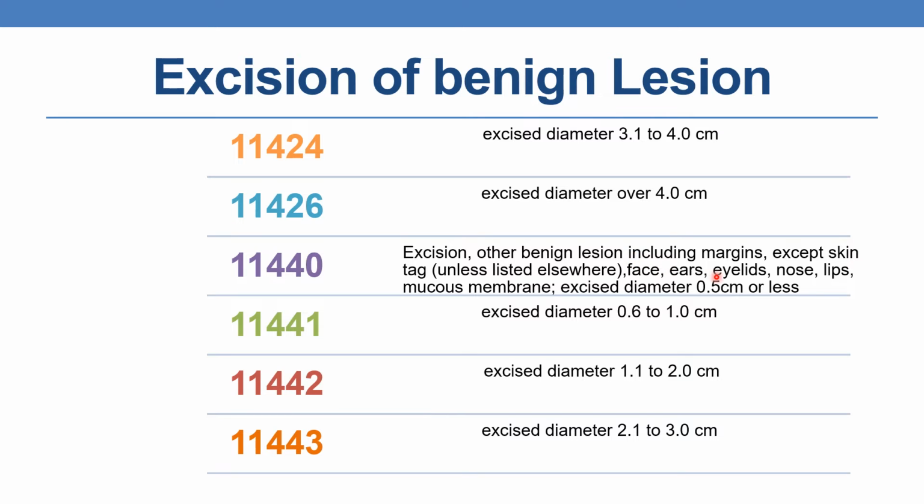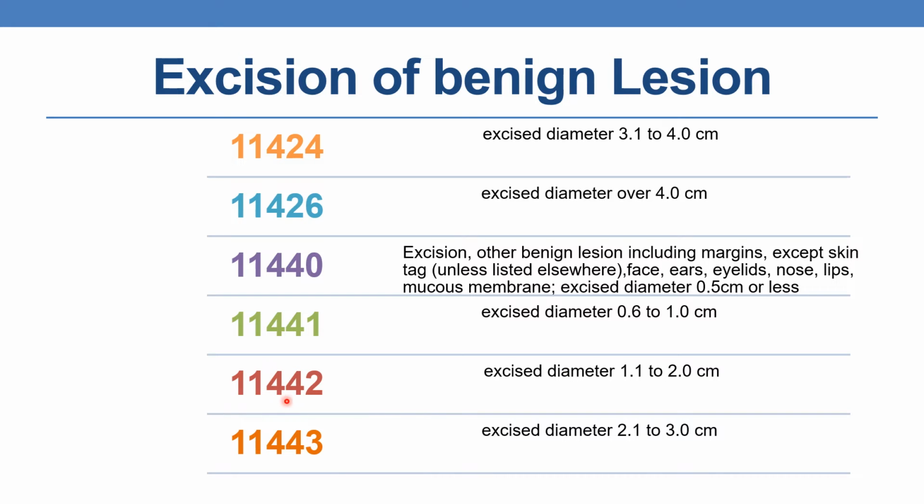Excision of other benign lesions including margins, except skin tag unless listed elsewhere. Face, ears, eyelids, nose, lips, mucous membrane. Excised diameter: because the fifth digit is 0, the excised diameter is 0.5 centimeters or less. The next is 11441. Here the fifth digit is 1. So the excised diameter is 0.6 to 1 centimeter.